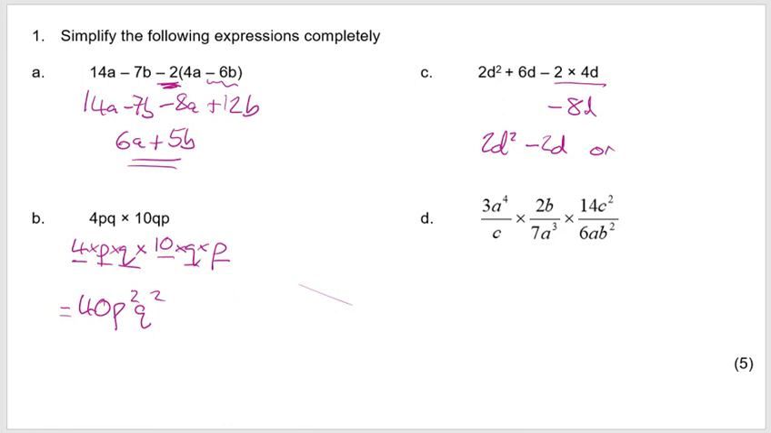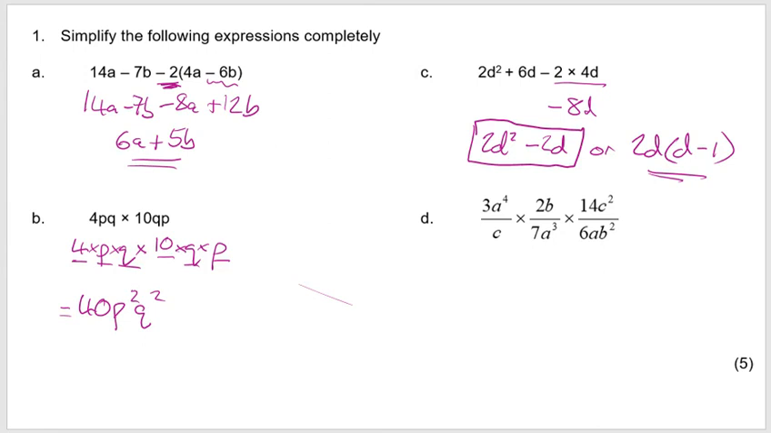Alternatively, we could potentially factorize this as 2d lots of d minus 1. But all we're doing is simplifying, and a factorized form isn't seen as a simplified expression. So either of these are fine, but really this is an extra step. So I would recommend just sticking with the first expression.